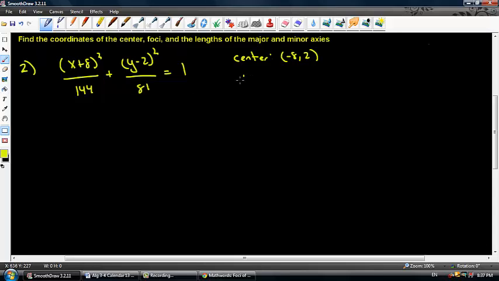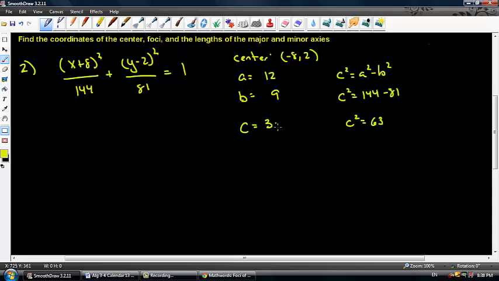And so I'm going to go ahead and identify a and b. Well, a is 12. I took the square root of the larger denominator. b is going to be 9. And c, well, that's going to be found using my CAB formula reversed. So c² = a² − b². After doing the computation, you're going to get c² = 144 − 81. c² = 63. Therefore, c = 3√7.